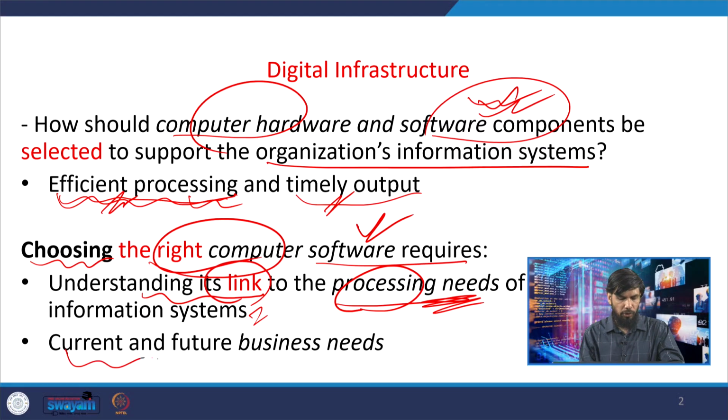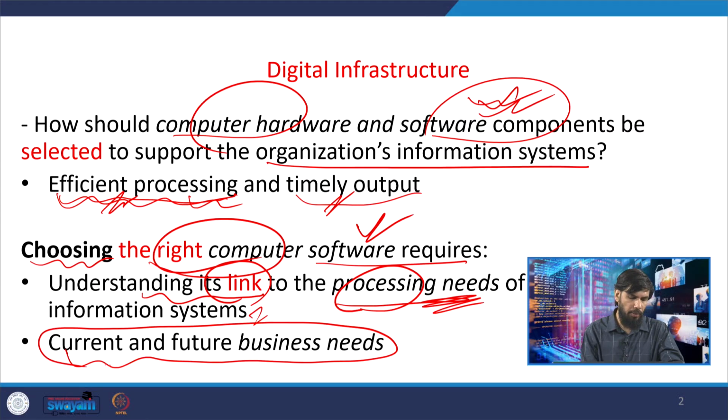Then current and future business needs, this point remains the same, that whatever be the information systems for the organization, we should be able to acquire the computer hardware and software which can be used to support or cater to the current and future business needs, in general.